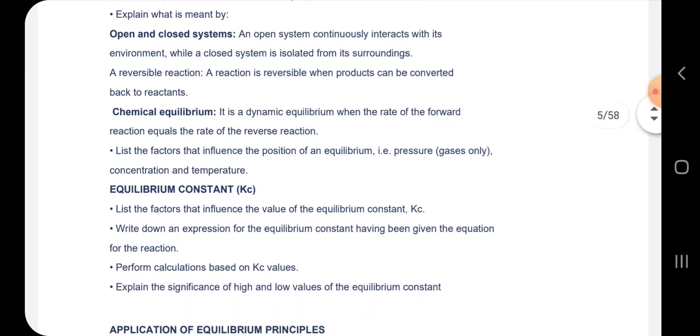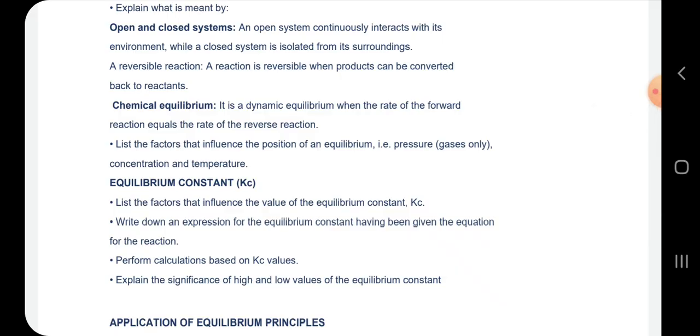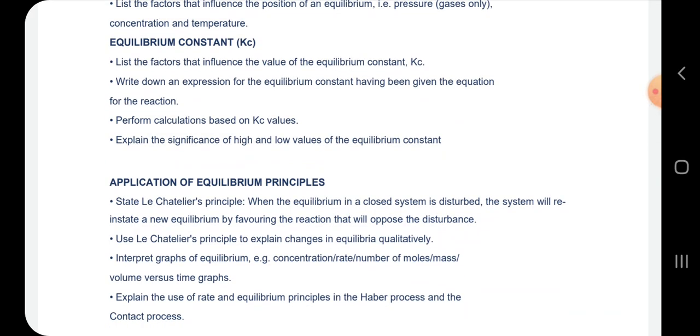And then we have chemical equilibrium. It is a dynamic equilibrium when the rate of the forward reaction equals the rate of the reverse reaction. So that is chemical equilibrium. You need to list the factors that influence the position of an equilibrium. Those factors are pressure, concentration, and temperature. And then the equilibrium constant is Kc. List the factors that influence the value of the equilibrium constant Kc. Write down an expression of the equilibrium constant, given the equation for the reaction, and then perform calculations based on the Kc value, and then explain the significance of high and low values of the equilibrium constant.